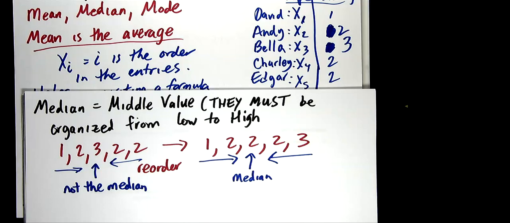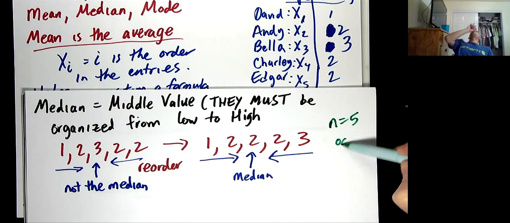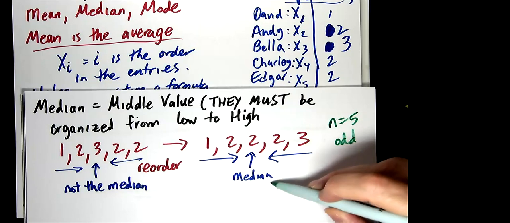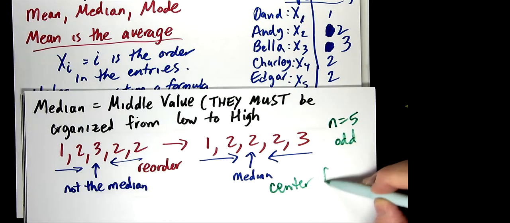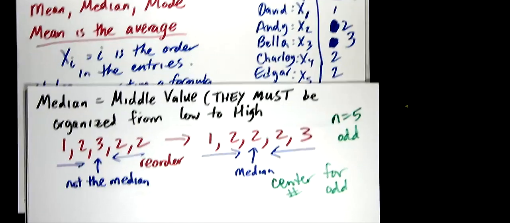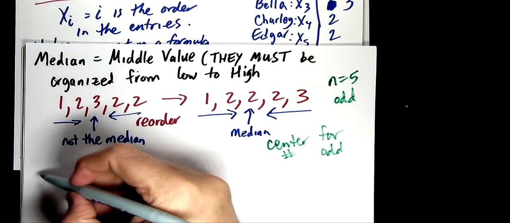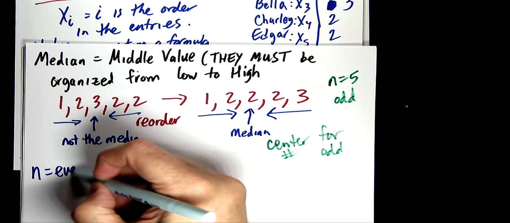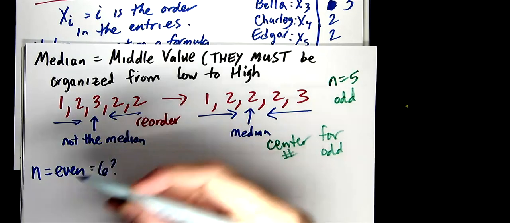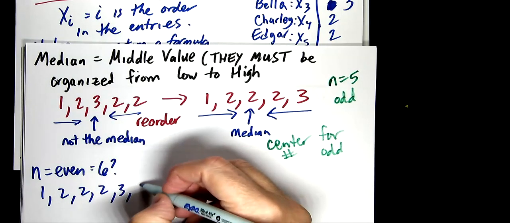Here, my sample size was 5. Which is an odd number, and so for an odd number the median is the center number. If we had one more person, if we have n equals an even number, like say 6, I could have 1, 2, 2, 2, 3, and let's say we got someone that's got 9.